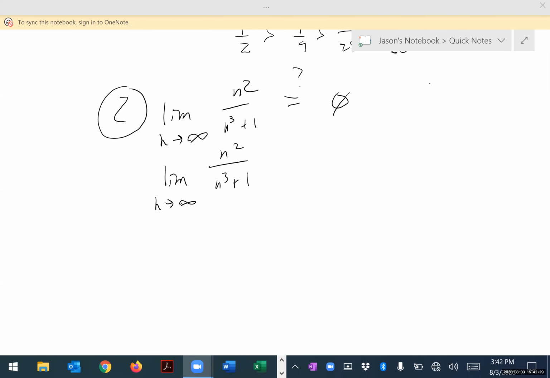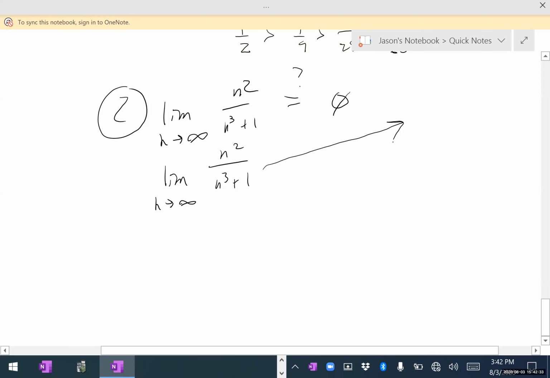Can we divide each term by n squared? Absolutely, Gene, we can. Let's call that method 1. By term, you mean the denominator and the numerator? Are you dividing by n squared or n cubed? Just n squared. So n squared over n squared, divided by n cubed plus 1 over n squared. Does that make sense? That's method 1.